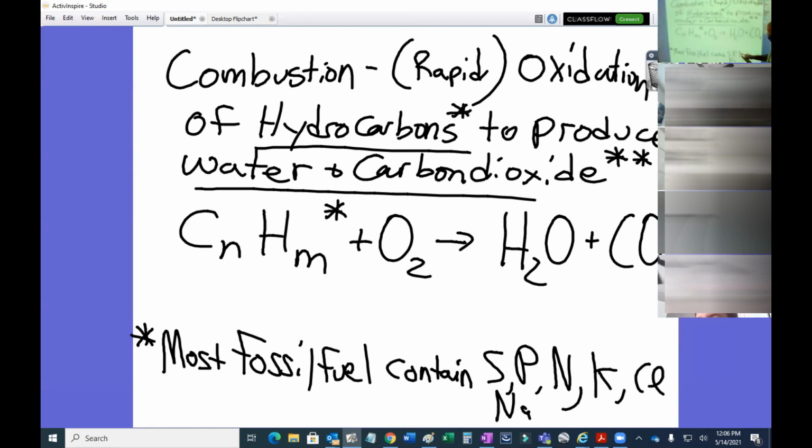When these things oxidize in the same environment that the carbon's oxidizing, they produce nasty sulfur dioxide, phosphorus trioxide, nitrogen dioxide. These things then dissolve in rain and produce sulfuric acid, phosphoric acid, nitric acid. Not only does this stuff produce gases that dissolve in rainwater and produce really bad acid rain. All rain is acid rain, by the way.